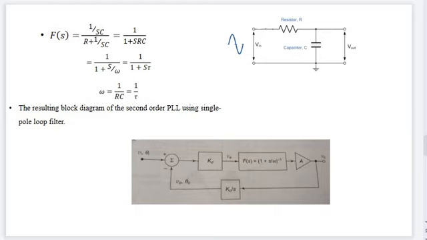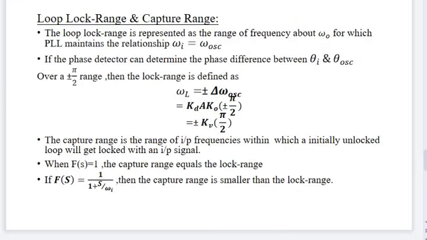So the input has a summer, the feedback path has a voltage controlled oscillator K0/s, and the forward path has a gain factor Kd and the transfer function F(s), which is then applied to the amplifier of gain A.